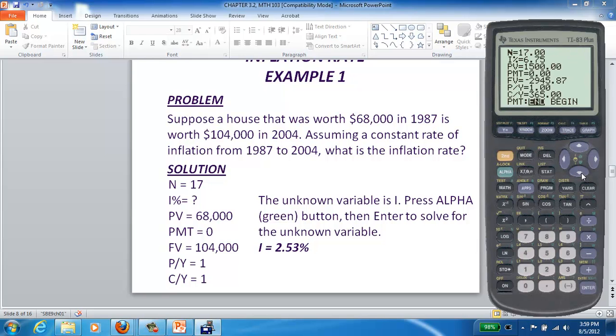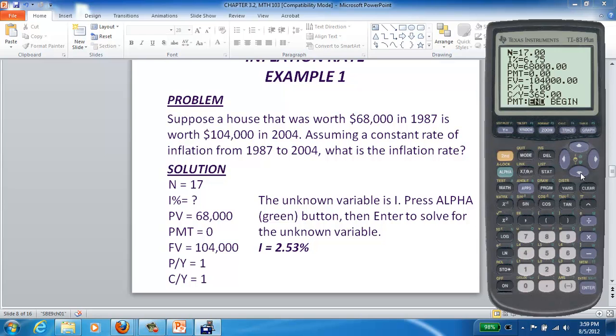The interest rate is the unknown. Present value is 68,000. Payment, we don't have any payment. Future value is 104,000. But don't forget, we have to use a negative number. And actually we have to use the negative with a parenthesis. This is the correct one. Negative 104. Don't use the blue key on the right, which is the minus.